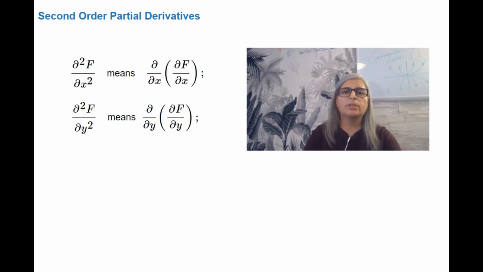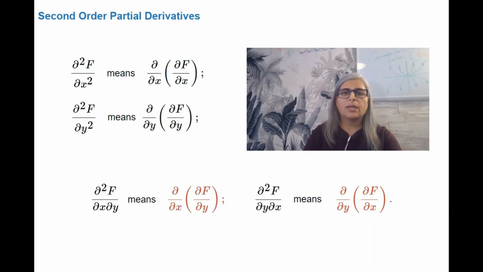More important is to understand the mixed derivatives, which means that we are differentiating the same function with respect to x first and then with respect to y, or with respect to y first and then with respect to x. In the first case, when we take partial squared f by partial x partial y, we are differentiating f with respect to y first, and then we differentiate the whole thing, partial f by partial y, with respect to x. Conversely, by taking partial squared f by partial y partial x, we are taking partial f by partial x first, and then we differentiate this with respect to y.